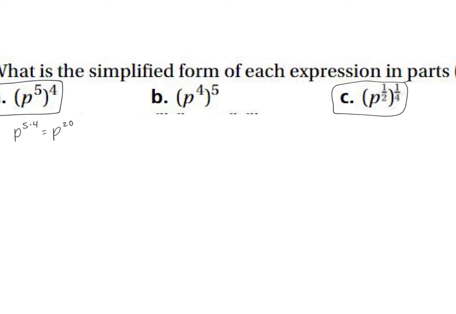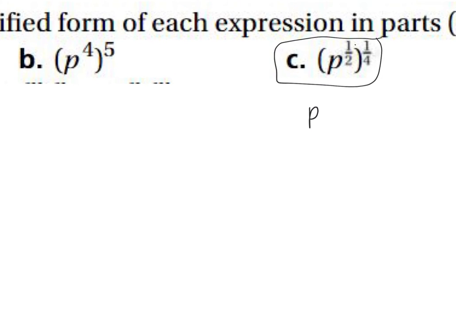Who thinks they got C? Giancarlo, what'd you get? P to the 1/8. Nicole, did you get the same thing? Very good. It's P to the 1/8. We multiply the 1s, we multiply the 2 and the 4, and we get 1/8. So it's P to the 1/8. Excellent. Are there any questions so far on any of these examples?